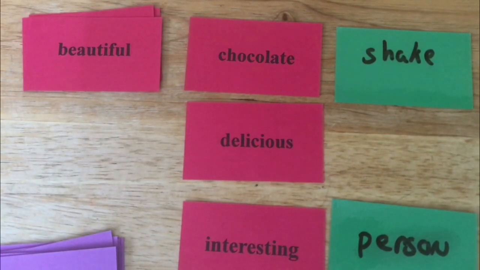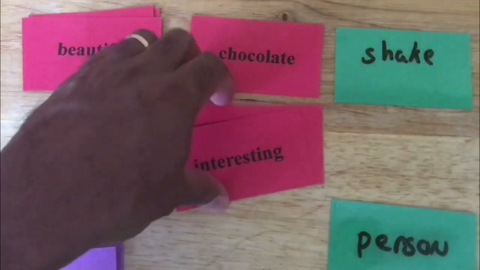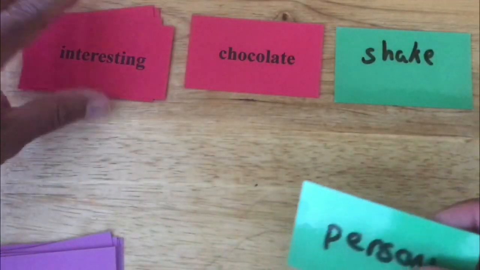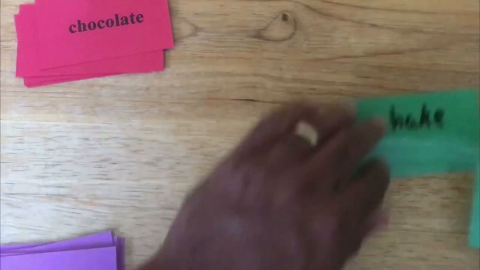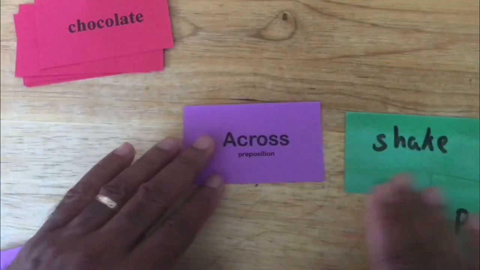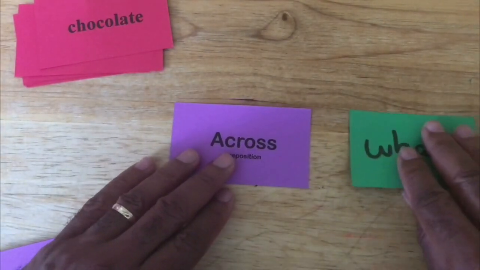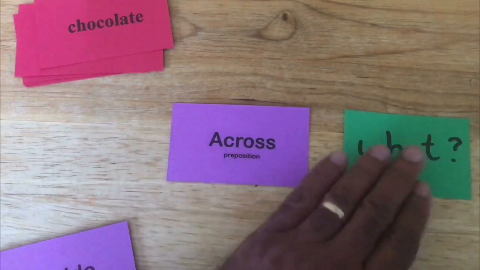Now, you can also mix them up because guess what? Not only do reds and greens go together, like in chocolate shake, like in interesting person, but also we'll find that purples, prepositions, and greens go together. Why do I say that? Because at the end of every prepositional phrase, there's a noun, and that answers the question what? A noun or pronoun. Across what?